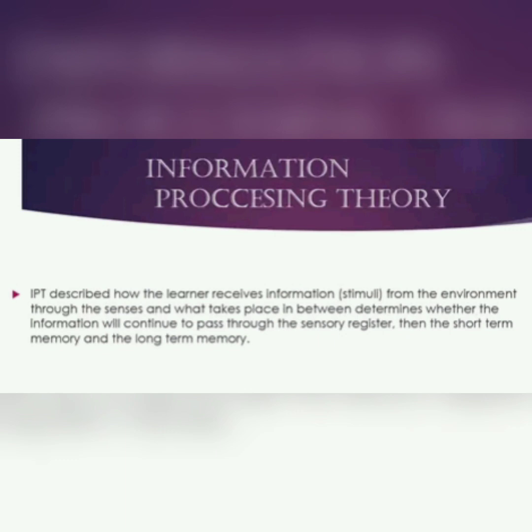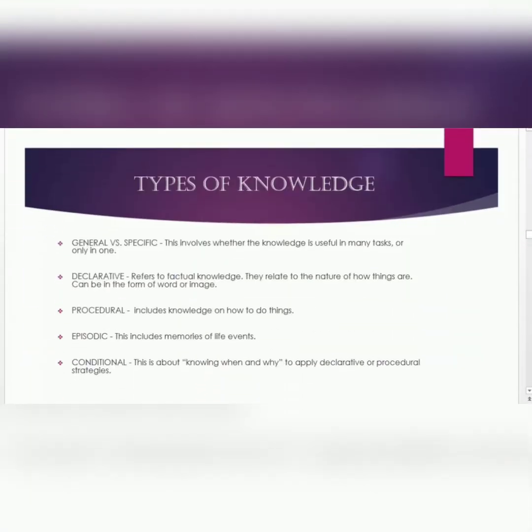Information processing theory. This is the part where the student can be identified as a fast learner or slow learner. This theory shows how fast the mind can understand. Types of knowledge: general versus specific, declarative, procedural, episodic, and conditional. Difference of general and specific. General is broad, while specific focuses on one.